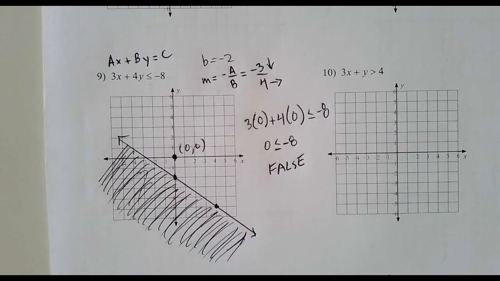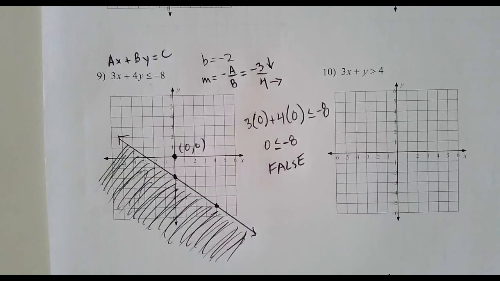So does that mean you need to do a test point? In that case, no, you can use the shortcut. But I did want to show you the test point because that is kind of what you are doing, and you should understand why you shade above or below the line, but that is a shortcut. And that's it.